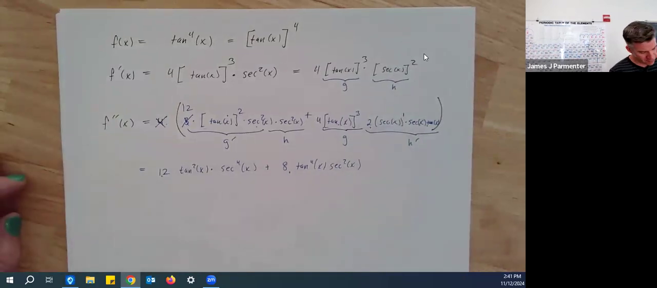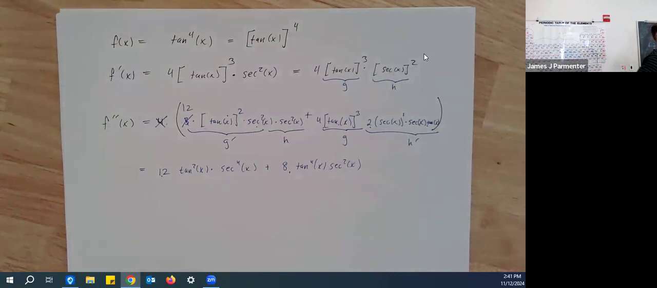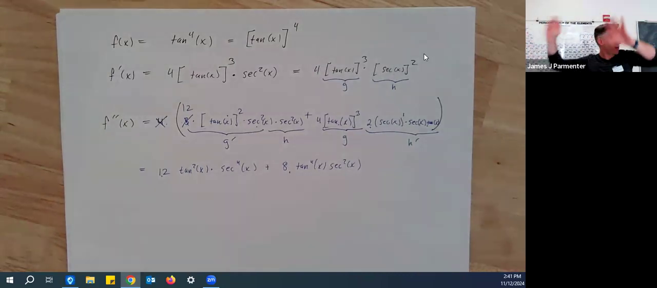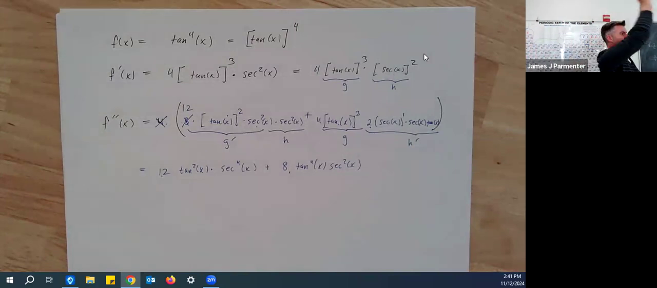It depends. Sometimes when I have a product with a constant in front, I like to group that constant with the first function, but here I did not. Here I just pulled it out in front. I said the constant's going to live out here, and we're going to take the derivative of all the stuff and then maybe distribute it through later on.